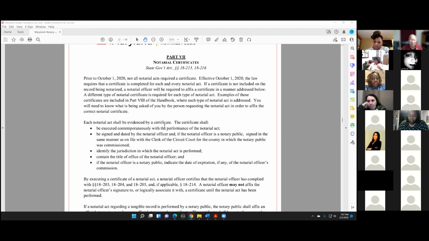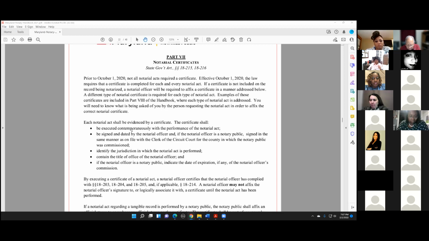What was another name for certificate? What does certificate really mean when you see that word or hear that word? Can somebody tell me? Notary wording. That's right. It's the notarial language. That's what we're referring to, that notarial language. That's the same as certificate. And it must be executed contemporaneously with the performance of a notarial act, meaning that you got to do it at that point in time.